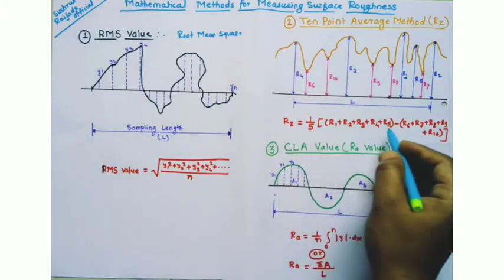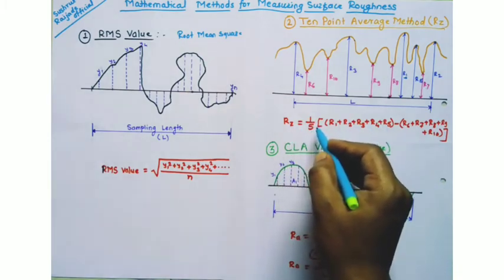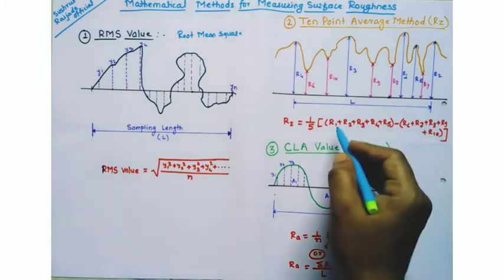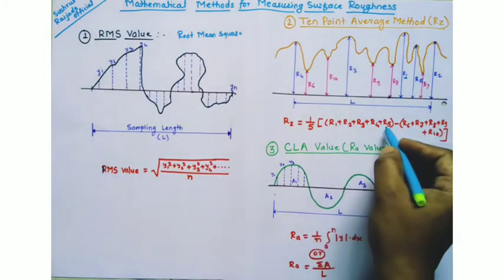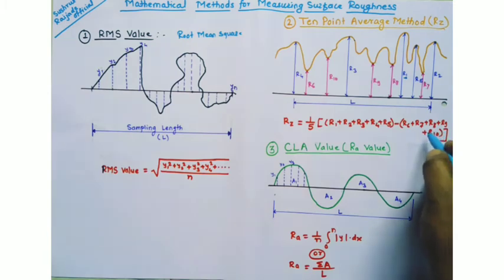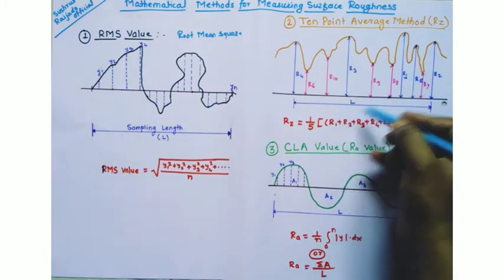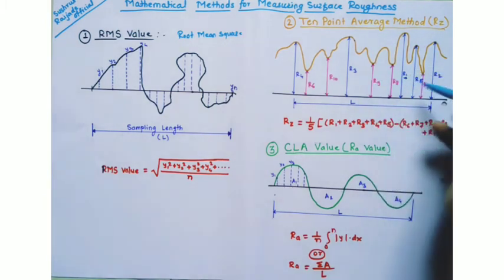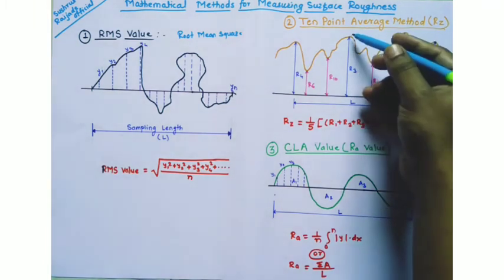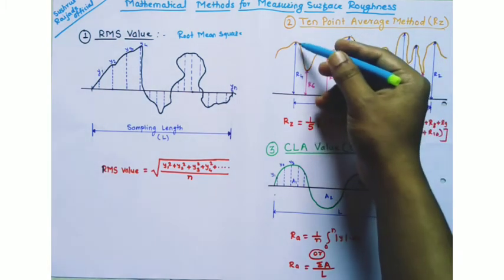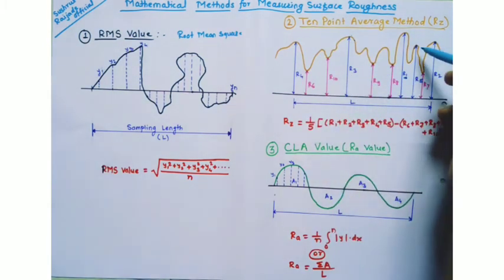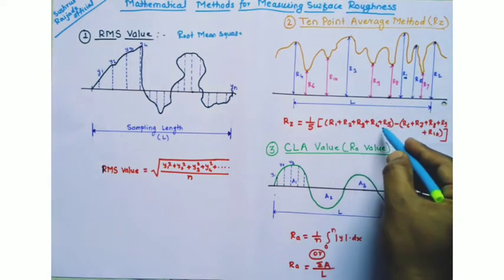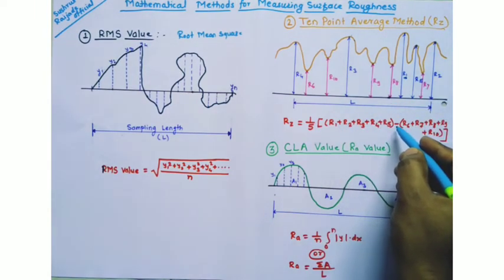Here you can see the formula: 1 by 5, that is the average, of the difference between the 5 highest peaks and 5 deepest valleys. R1 is the first highest peak point, R2 is the second highest peak point, R3 is the third highest peak point, R4 is the fourth highest peak point, and like this R5: R1 plus R2 plus R3 plus R4 plus R5.